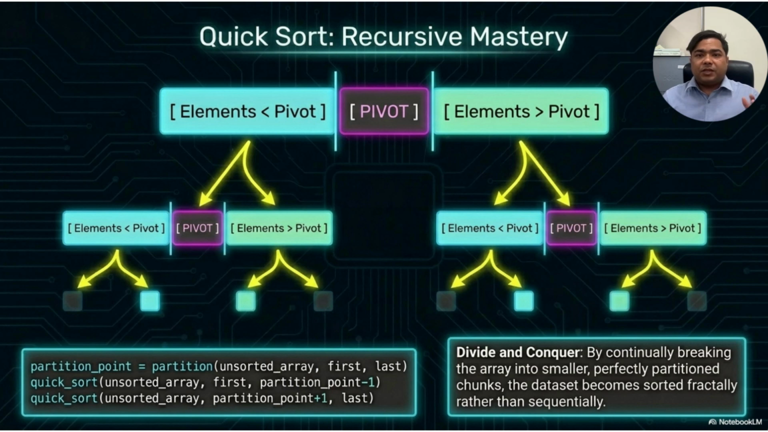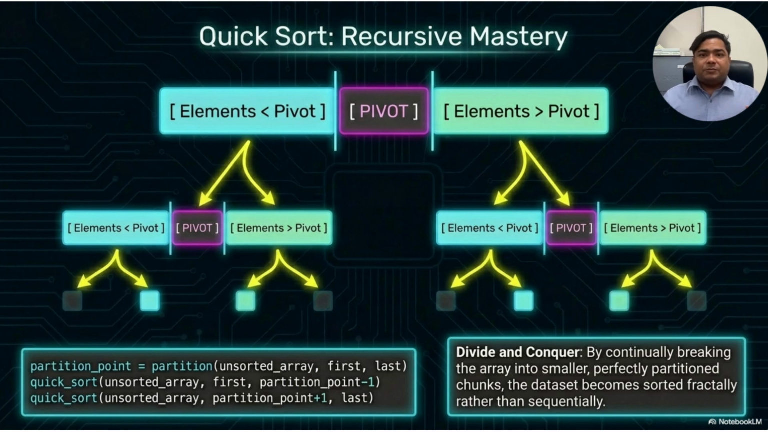This slide explains the recursive nature of quicksort. After partitioning, we get three parts: elements less than the pivot, the pivot itself, and elements greater than the pivot. The pivot is already in its correct position. Now, quicksort applies the same process again to the left side and the right side. This is called recursion. The algorithm keeps breaking the array into smaller and smaller chunks.